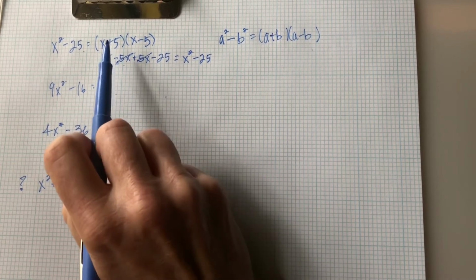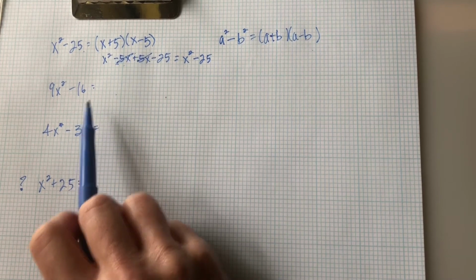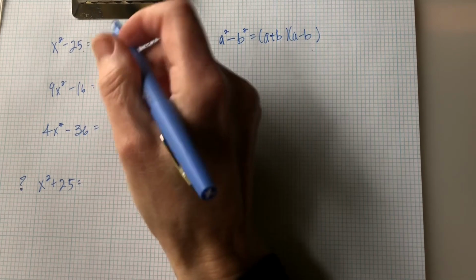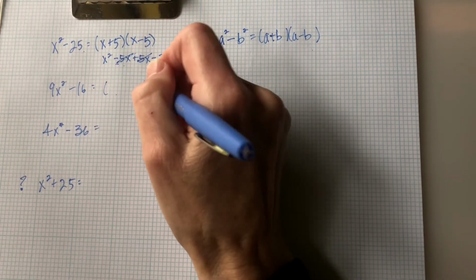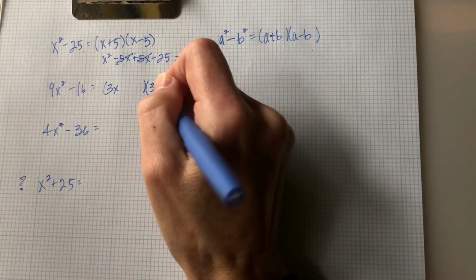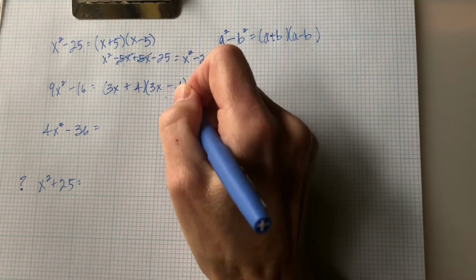So think about it. Why do these signs have to be different? Why does this have to be a plus and that have to be a minus? It's so that these middle terms will cancel out. And I'll just quickly run through these examples. Just applying the pattern, this will be 3x here, and the square root of that is 4, so we're going to have a plus 4 and a minus 4.